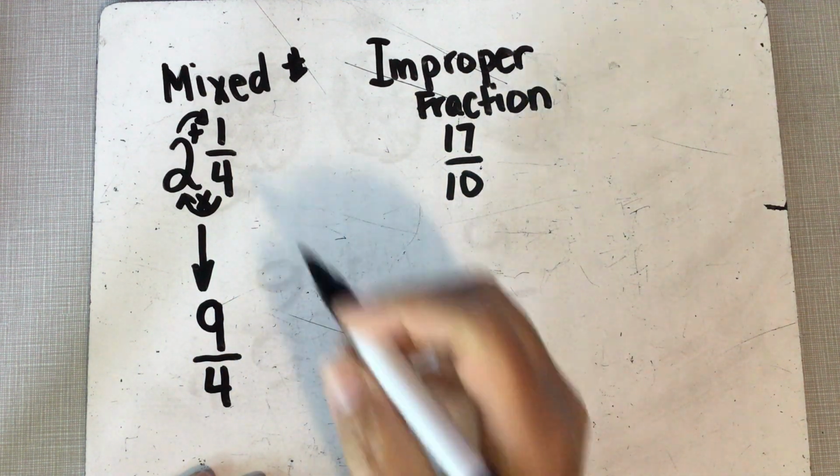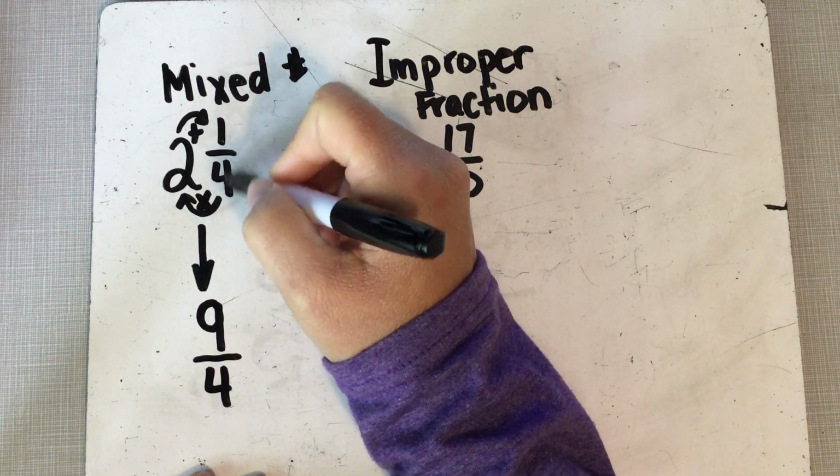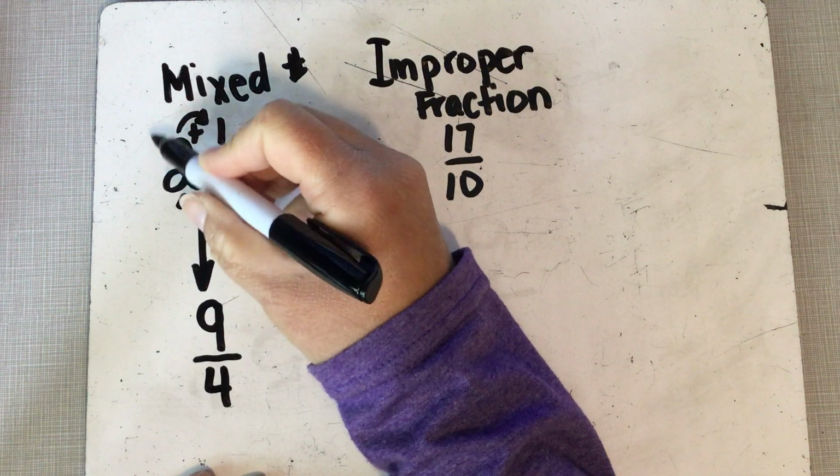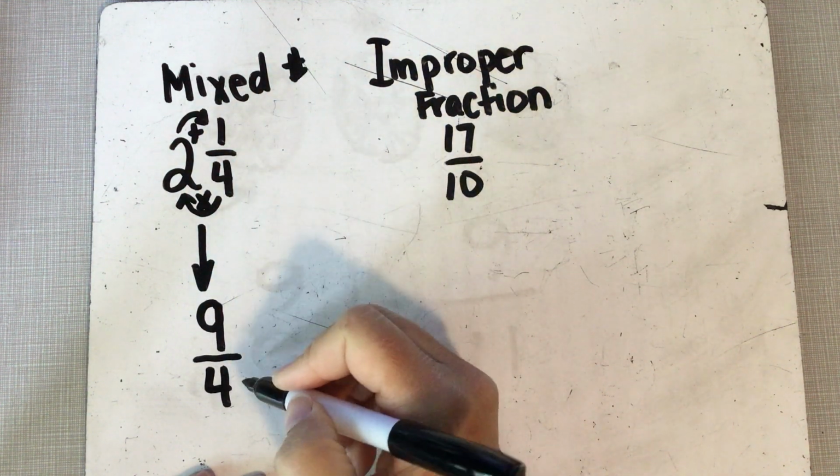Okay, start at the bottom and multiply the denominator by the whole number, and then you add the numerator, and that's your new numerator. The denominator stays the same.